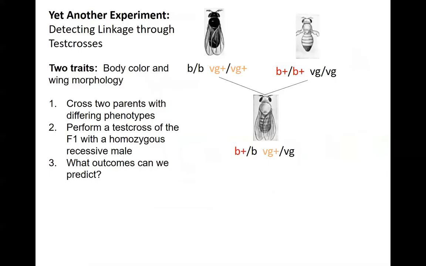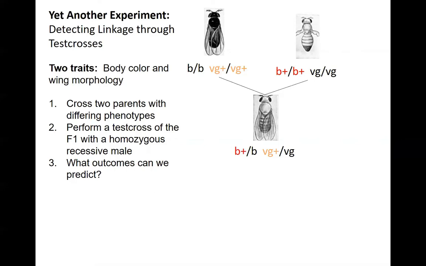Okay, so here we can look at another experiment detecting linkage through test crosses. Okay, so we're still dealing with flies because geneticists love flies because we know that we can do whatever we want and nobody's going to really care. They really do produce a lot of offspring, so easy to work with.